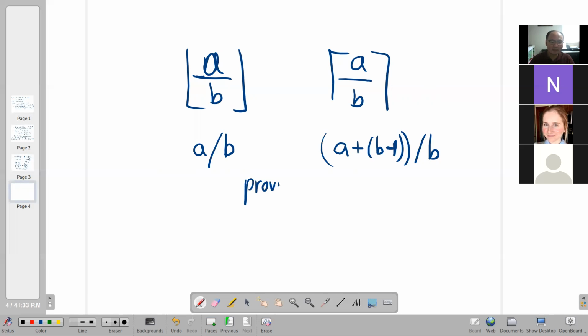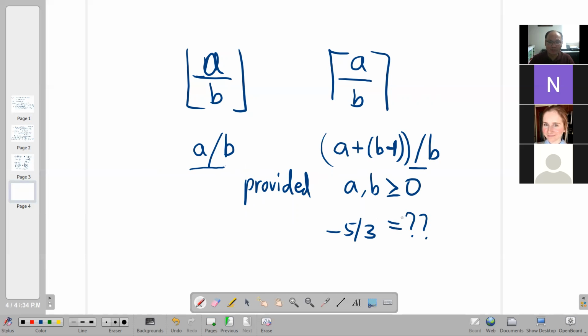Provided A and B are greater than 0. If one of them can be negative, then you've got trouble. Because when any one of them or both are negative, what these things provide is unknown. I think we talked about this before, right? And the answer is I don't know, because C++ can give you some headaches depending on what it decides to do. It can give you -2, it can give you -1.